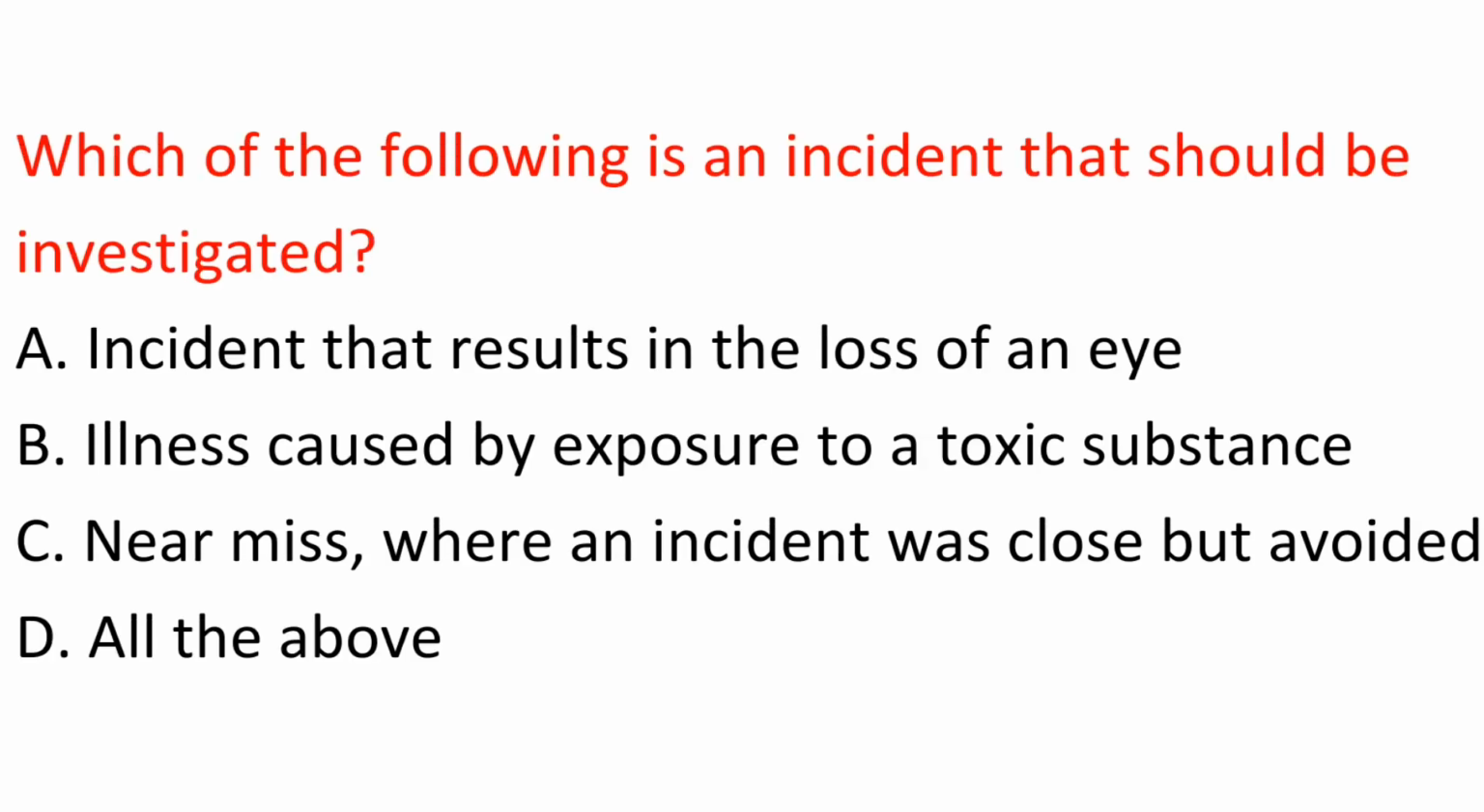Question. Which of the following is an incident that should be investigated? A. Incident that results in the loss of an eye. B. Illness caused by exposure to a toxic substance. C. Near miss, where an incident was close but avoided. D. All the above. Answer. D. All the above.